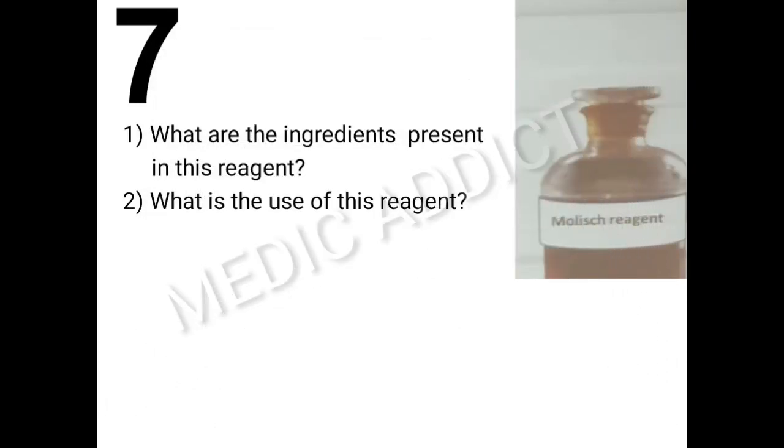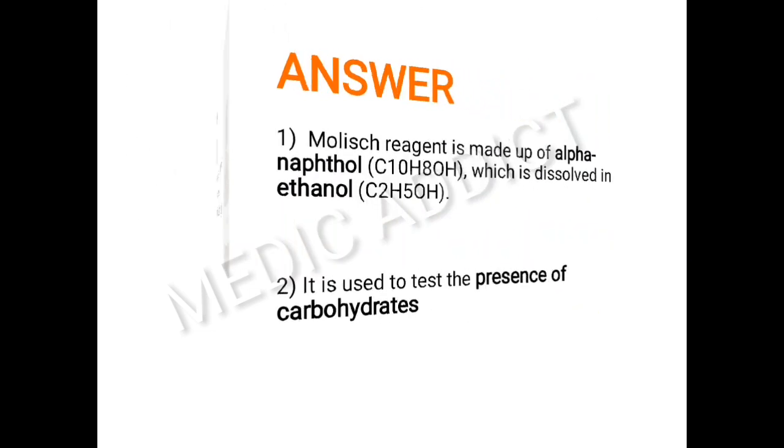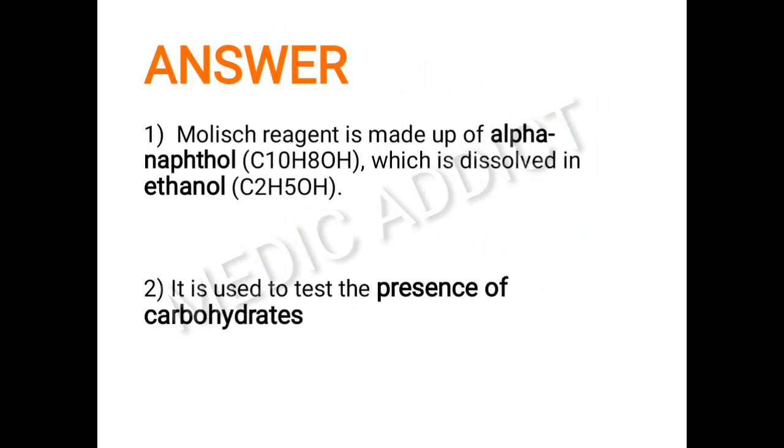Moving on to the next spotter, in the above figure we have to identify what it shows, what ingredients are present in this reagent, and what the use of this reagent is. The figure itself says that it is a Molisch reagent. The ingredients present in the Molisch reagent are alpha-naphthol and ethanol, and its use is to detect the presence of carbohydrates. You need not learn the structural formula of the compounds.